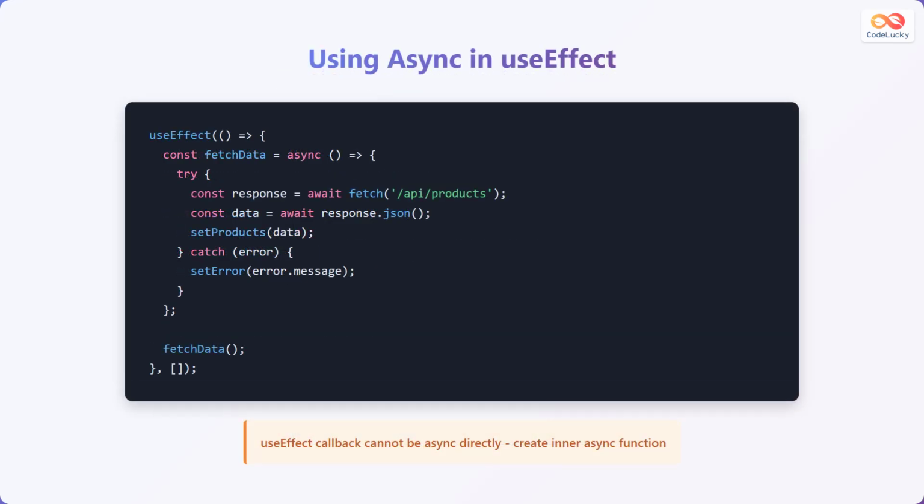Here's how to use async functions with the useEffect hook. Because useEffect cannot directly accept an async function, we define an inner async function called fetchData. Inside fetchData, we use try-catch to handle errors. We await the fetch call to get product data, then await the JSON conversion, and update the product state. Any errors are caught and set to the error state. Finally, we call fetchData inside useEffect. Remember, the useEffect callback itself cannot be async. Therefore, you need to create an inner async function and then call it.